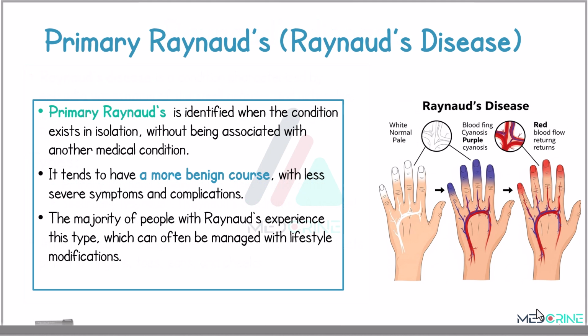Let us start with the primary Raynaud's. Primary Raynaud's is identified when a condition exists in isolation without being associated with any other medical condition. These primary Raynaud's tend to have a more benign cause with less severe symptoms and less severe complications. The majority of the people with Raynaud's experience this type, and this type can often be managed with a lifestyle modification.